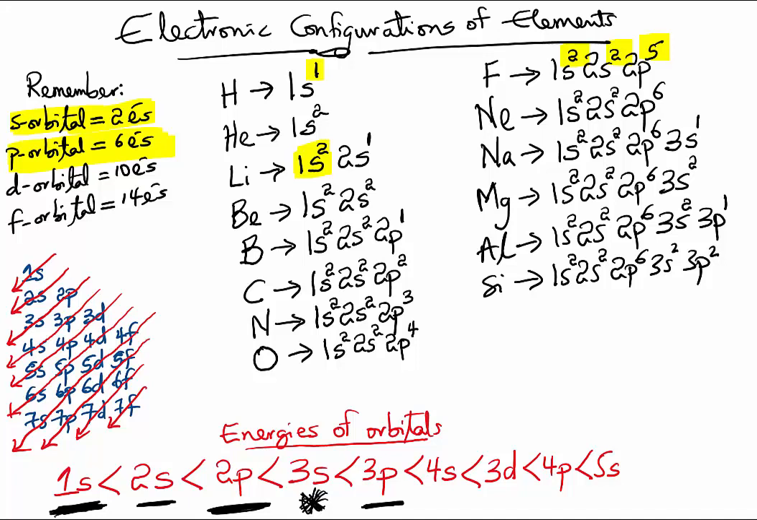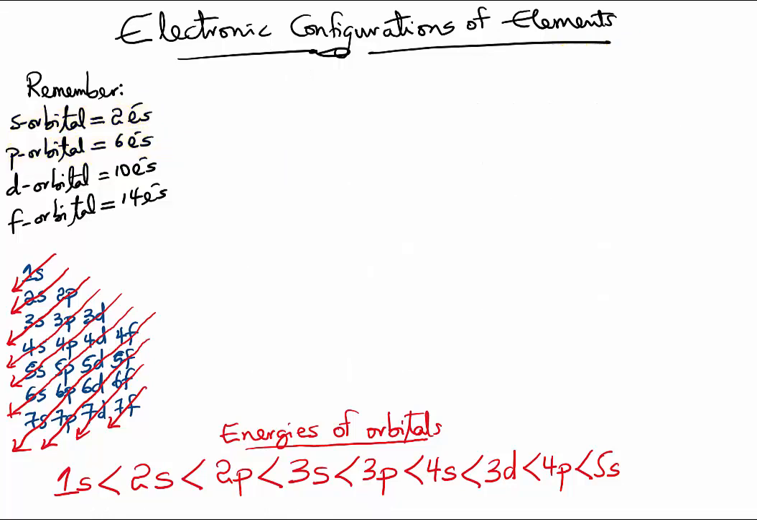After silicon comes phosphorus. Phosphorus has 15 electrons. So it will be 1s2, 2s2, 2p6, 3s2, 3p3. After phosphorus comes sulfur. Sulfur has 16 electrons.